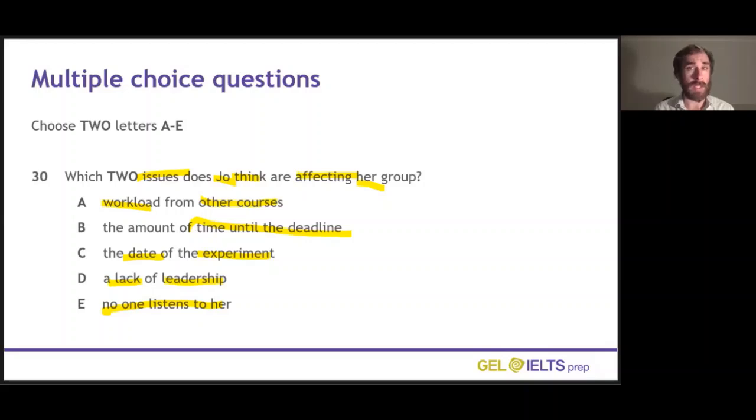Remember, we're probably going to hear all of these options, but only 2 of them are correct. This means there will be 3 distractors. So be careful not to get distracted by those distractors. I'm going to play the recording.